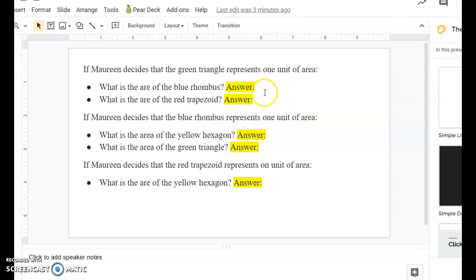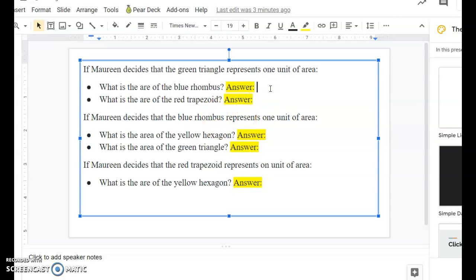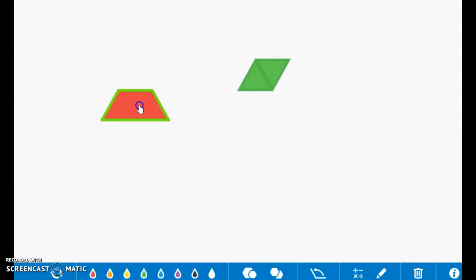So I would type that right next to where it says area or answer, 2. You could say 2 units to be more specific, right? Then the next one is the area of the red trapezoid. So we still have the green triangle representing 1 unit of area. So now I'm going to take my red trapezoid and I'm going to see how many of these green triangles fit on there. I'm not going to give away the answer on that one.